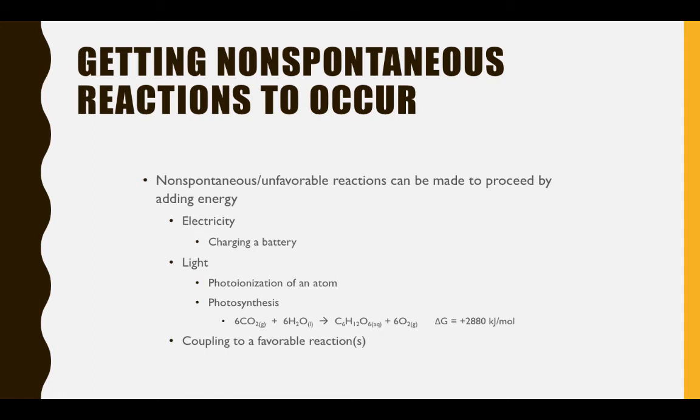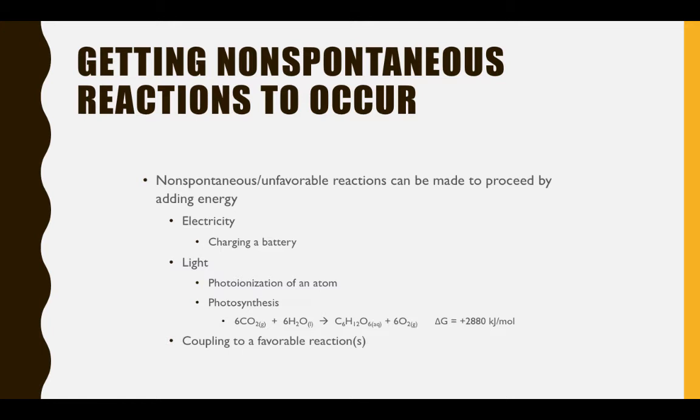You might be wondering then, why would a non-spontaneous or a non-thermodynamically favorable reaction ever occur? Well, it's possible to get these reactions to occur by continually adding energy. Some ways to do this would be adding electricity continuously. For example, a battery will not spontaneously charge itself, but if we add a constant stream of energy, the battery will become charged. Likewise, light is used in photoionization of an atom and in photosynthesis. This allows a non-spontaneous reaction to occur because it continually adds energy to the system.